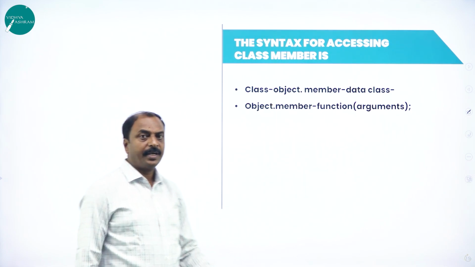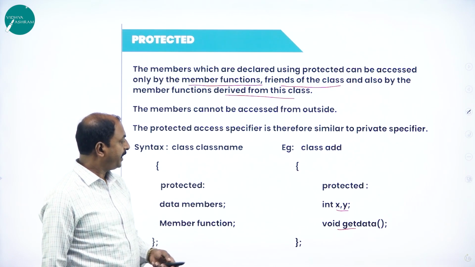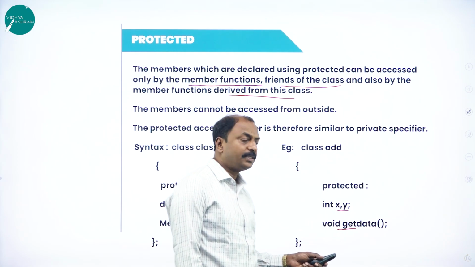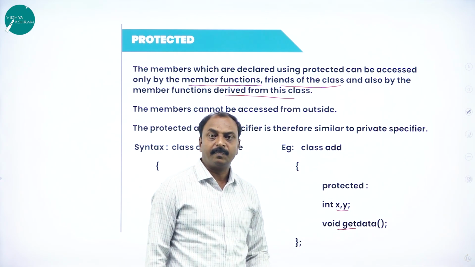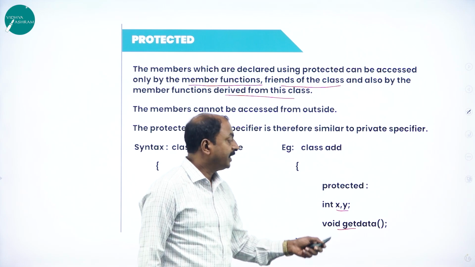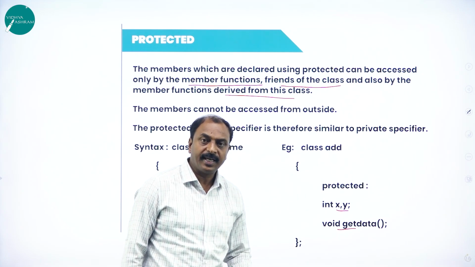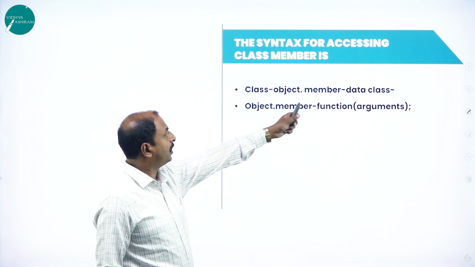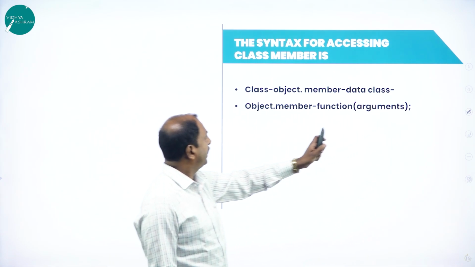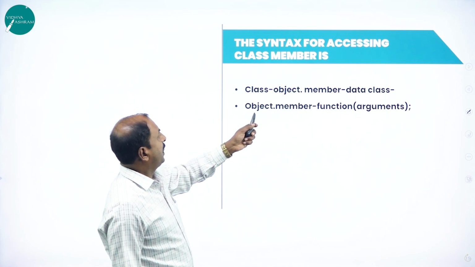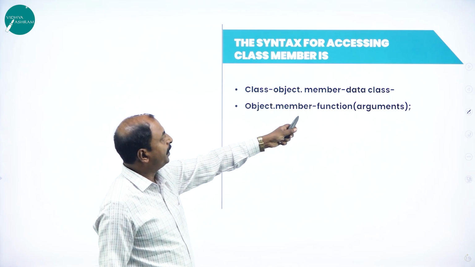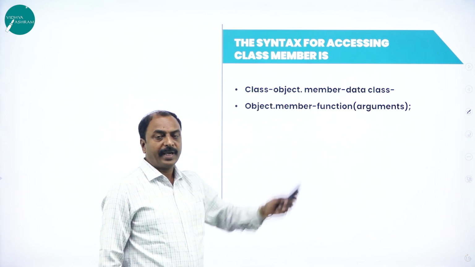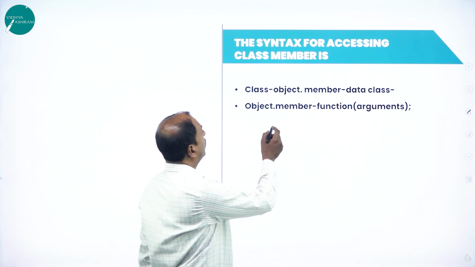Here we have declared, for example, in the previous slide, look at this example here. In this example, these are the data members and member functions or member methods. How do we access these data members inside a class? The syntax is the class object dot member data, and another method is object dot member function with argument.